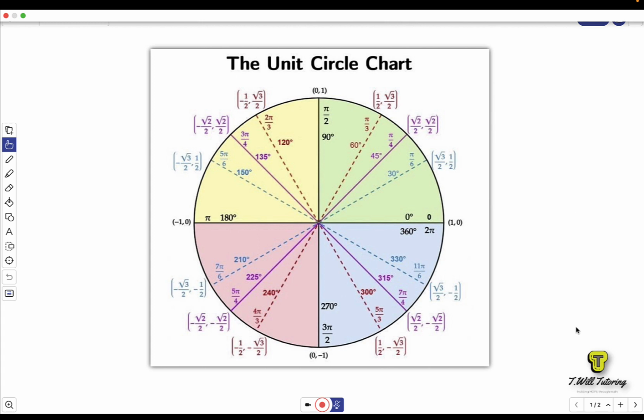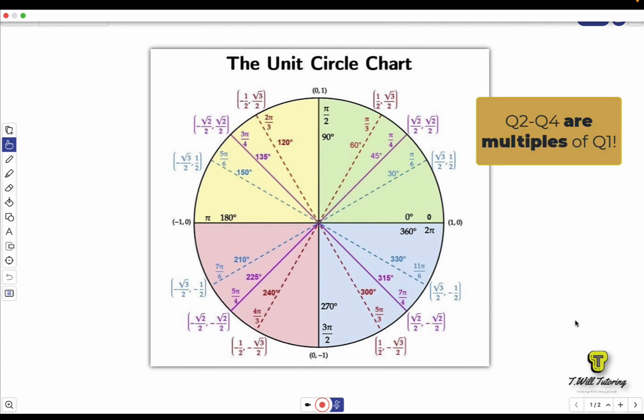And then similar situation for 45 degrees. So we have 45, of course, 90, 135, 180, 225, so on and so forth. So looking at the first quadrant, I know that quadrants 2, 3, and 4 are multiples of quadrant 1. So this is an important note to consider.